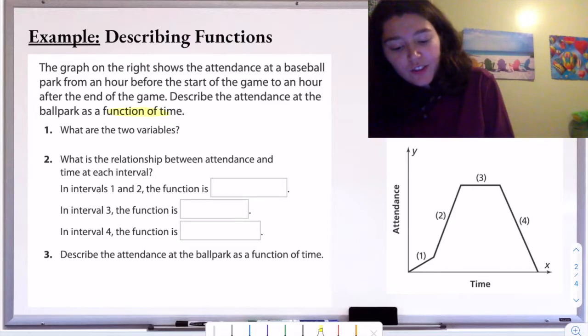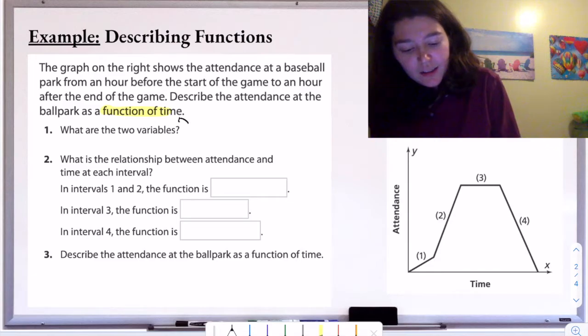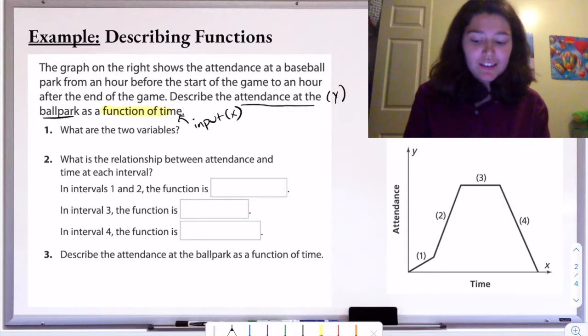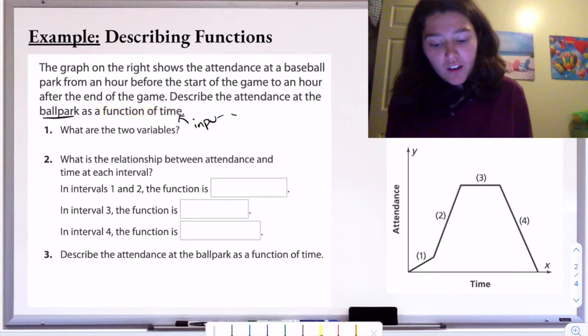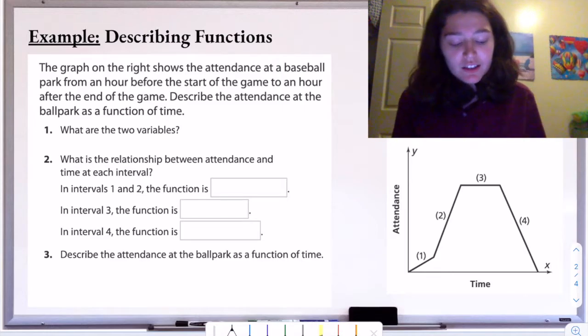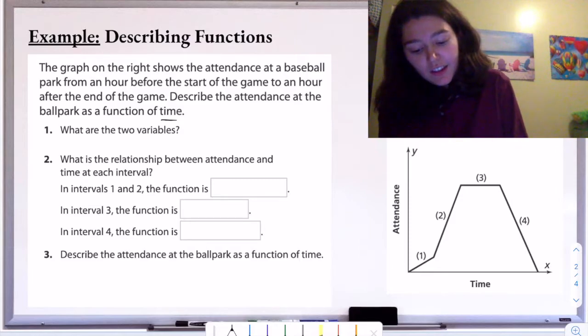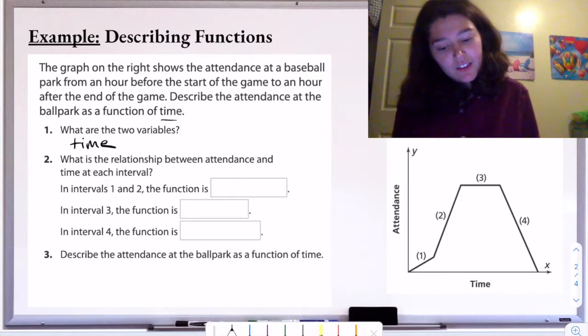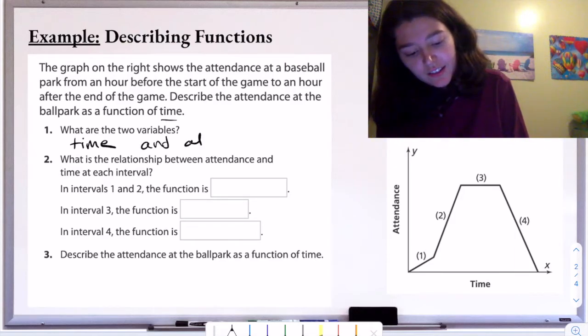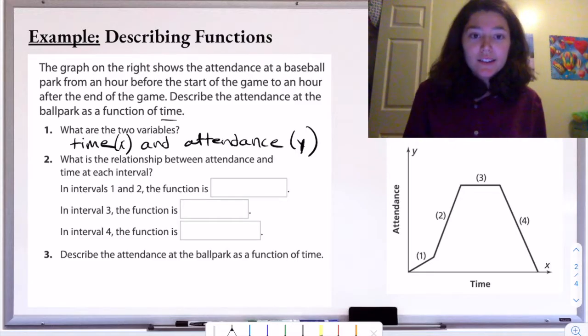Okay, so when they're saying a function of time, that's telling us time is going to be our input or our x value, and then attendance is going to be our output, the y value, which we can see on the graph. So what are the two variables whenever we're trying to describe or sketch functions? That's an important question to ask ourselves. In this, we can see they are time, and they don't really give us details there. Maybe it's hours, but it's not necessary for sketching. Time, and then the attendance at the ballpark. So those are our two variables. Attendance is the output, y, and the time is the input, x.